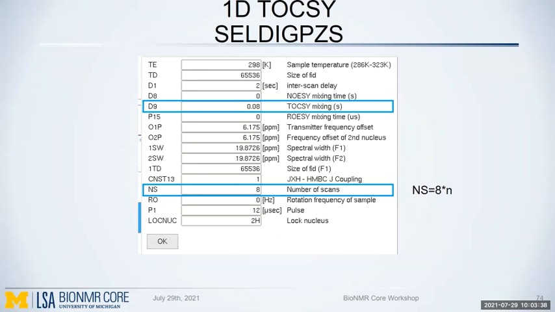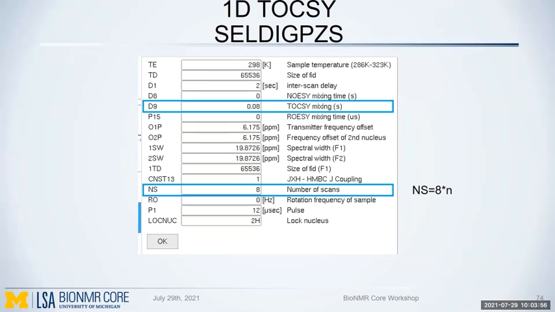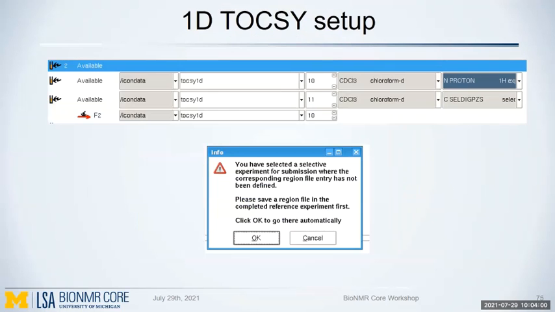And for the selective 1D experiments, the examples I gave here are 1D TOCSY and NOESY. They are similar to the 2D experiments in that you need to define the TOCSY mixing time, and similarly for the NOESY, you also want to define the mixing time. So the experiment I actually want to show you is setting up those selective experiments. This is the only experiment that needs to be set up manually.